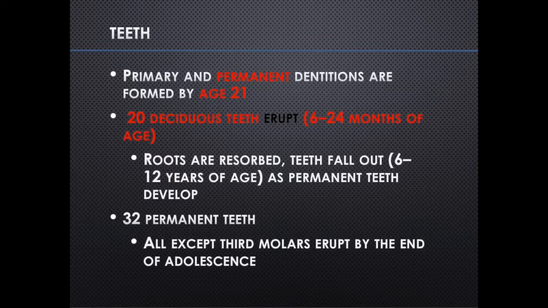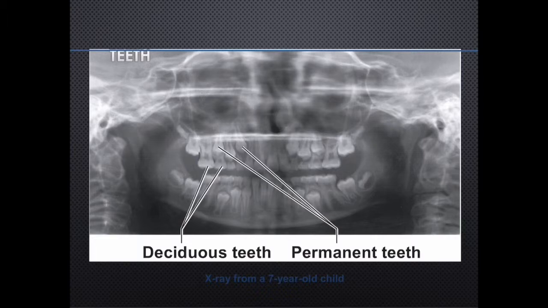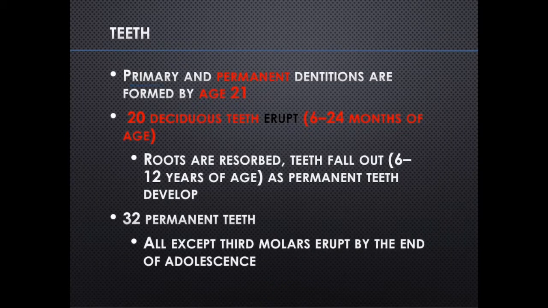Moving on to another organ that will be located in the oral cavity, those are going to be the teeth. And if you see on here, this child has two rows of teeth on each side. So how come? Simply because we have primary and permanent dentitions, with the permanent one going to be formed by age 21. We've had 20 deciduous teeth that will erupt between 6 to 24 months of age.